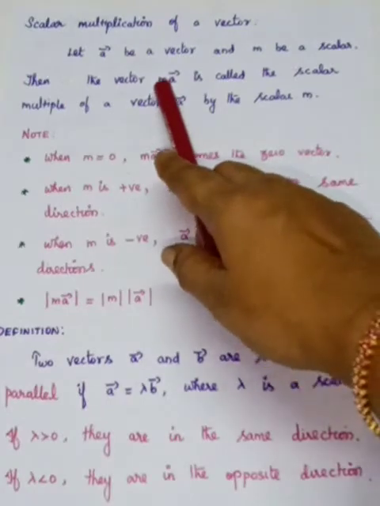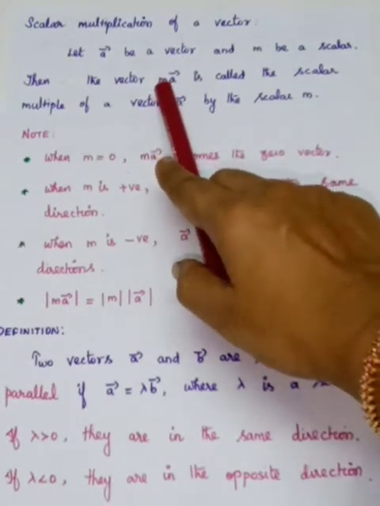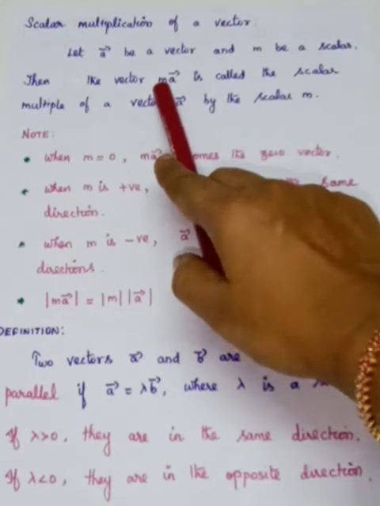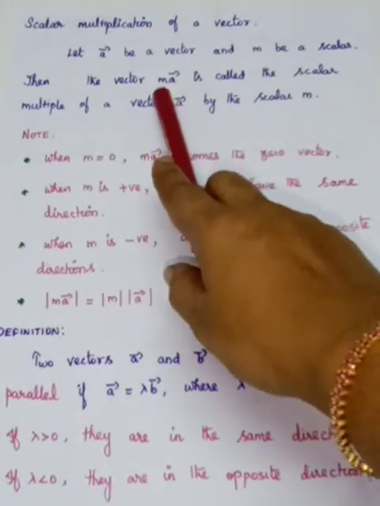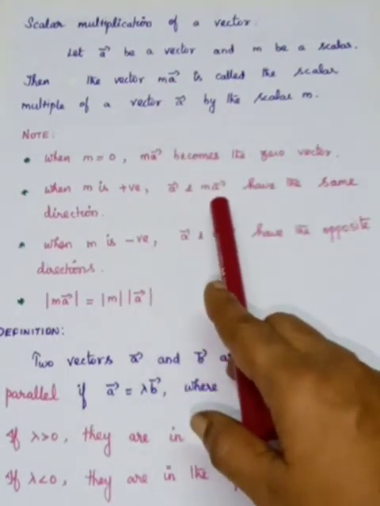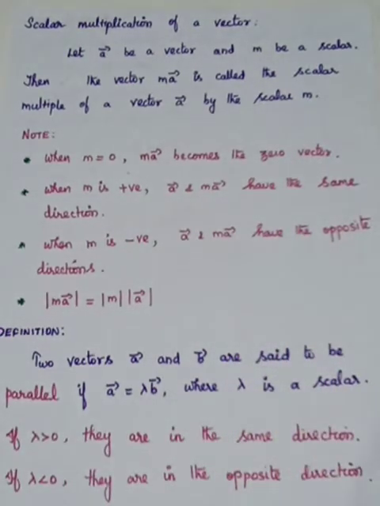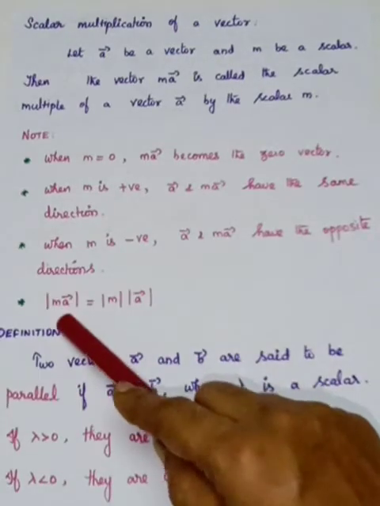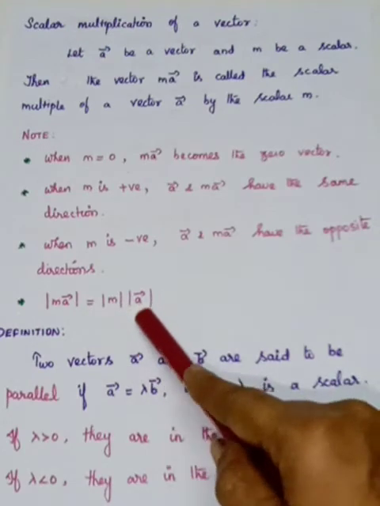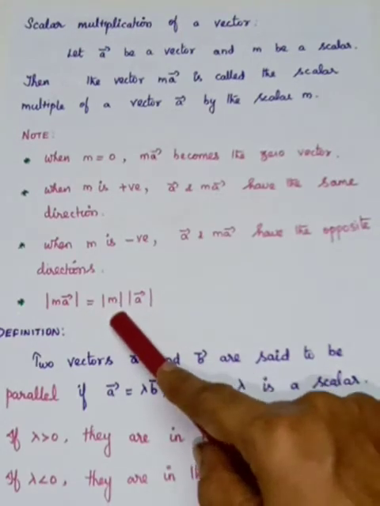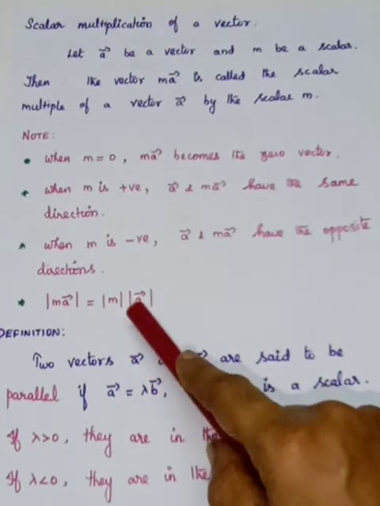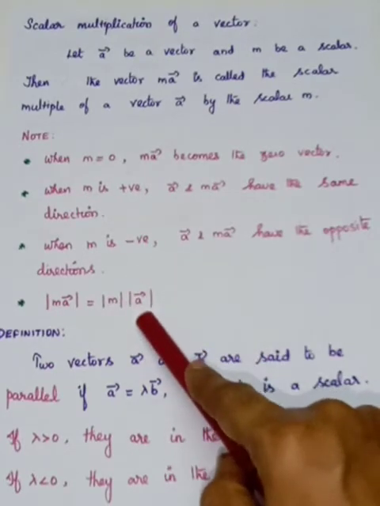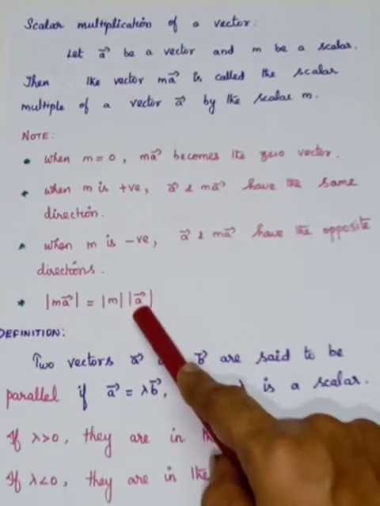According to the scalar, this vector will vary. If M is 0, the constant is 0, which means this MA vector is a 0 vector. If M is positive, that is 2A vector, then A vector and MA vector have the same direction. If M is negative, A vector and MA vector have the opposite direction. Then the magnitude of MA vector is equal to modulus of M into modulus of A vector. Modulus of M is a constant; whether it is positive or negative, we have to write the positive value. Modulus of A vector is nothing but the length of the line segment of A vector.